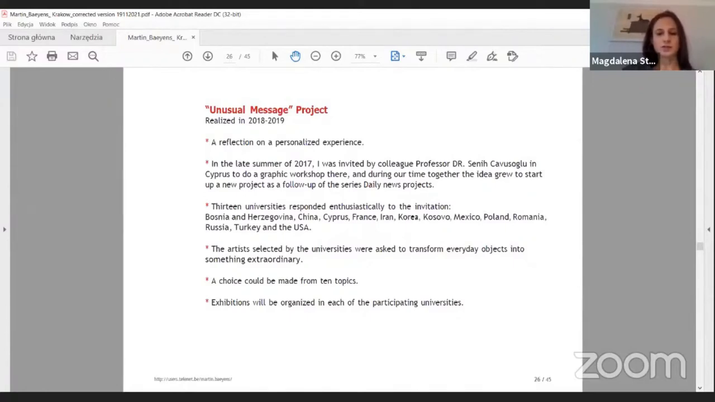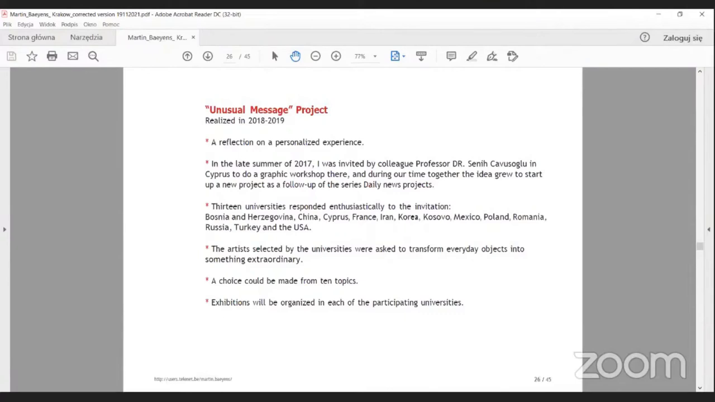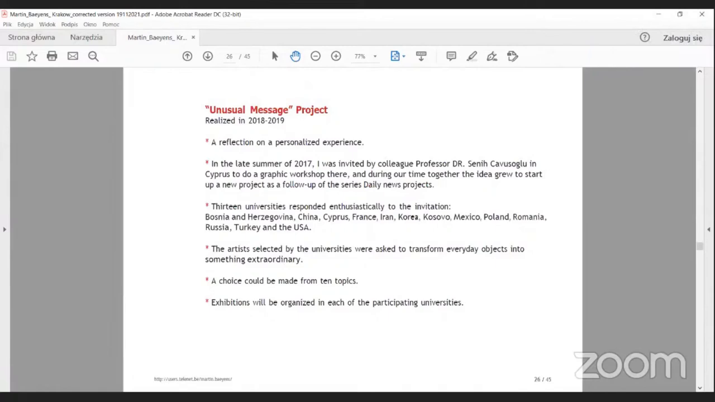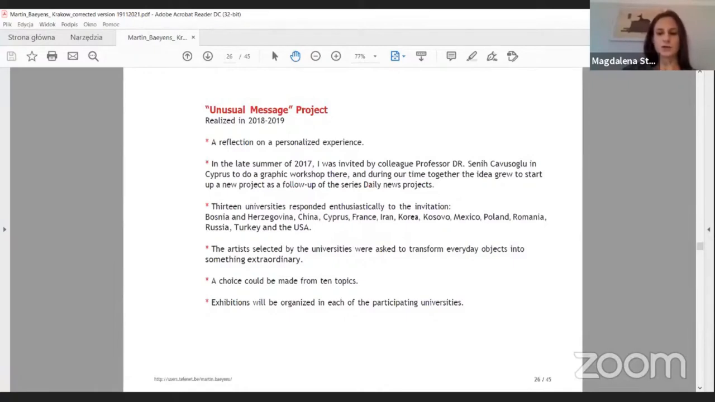13 universities responded enthusiastically to the invitation: Bosnia and Herzegovina, China, Cyprus, France, Iran, Korea, Kosovo, Mexico, Poland, Romania, Russia, Turkey, and the USA. The artists selected by the universities were asked to transform everyday objects into something extraordinary. The choice could be made from 10 topics. Exhibitions will be organized in each of the participating universities.